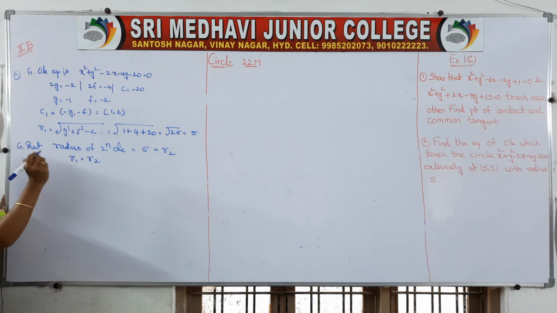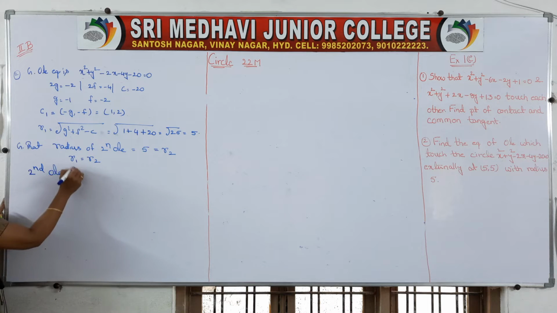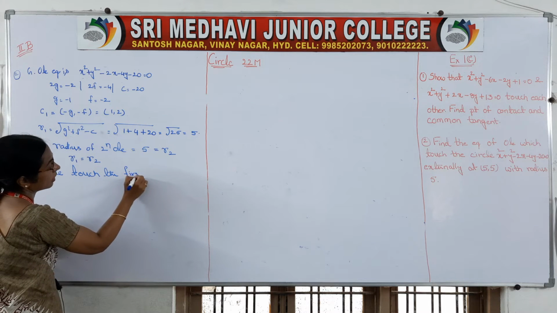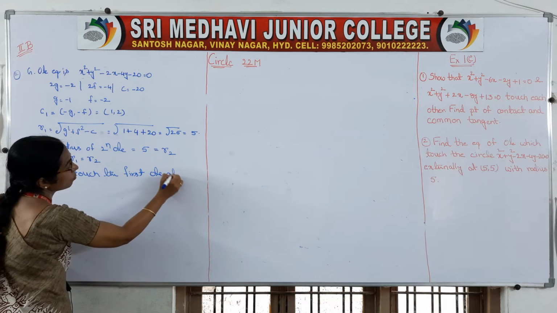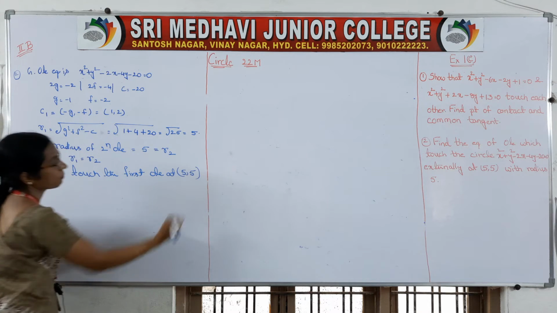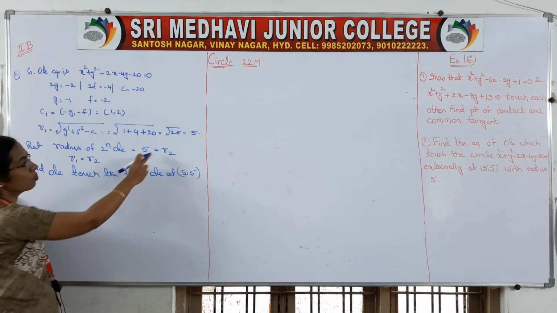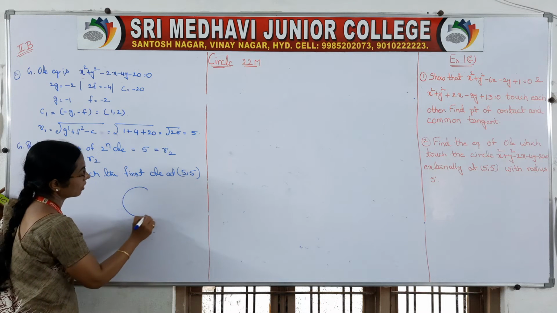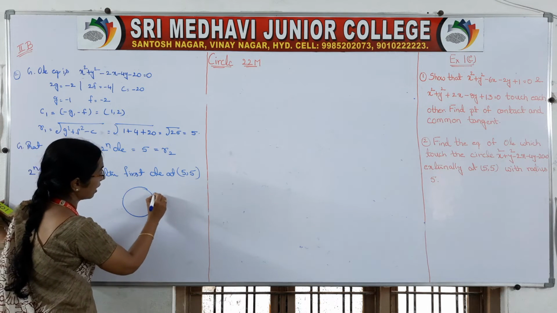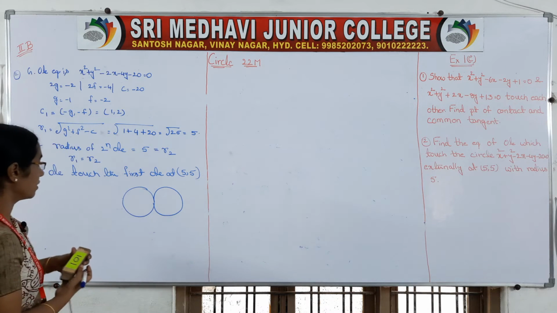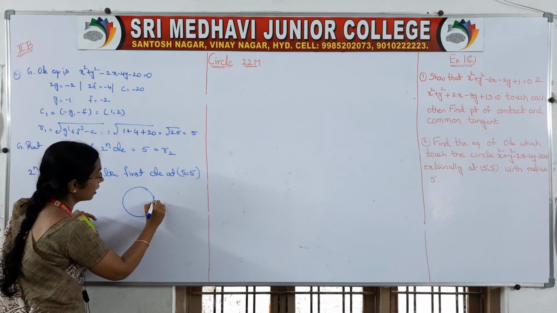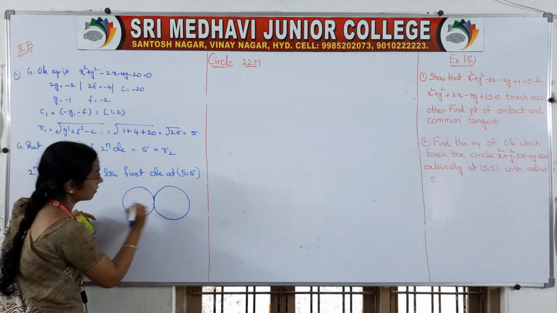And also one more piece of information is given to us. What is that? The second circle touches the first circle. At which point? (5, 5). So, observe carefully. Both circles' radii are the same. That means both circles are of the same size. Right? Both circles are of the same size. They must be of the same size. Okay? Why? The radius is the same.